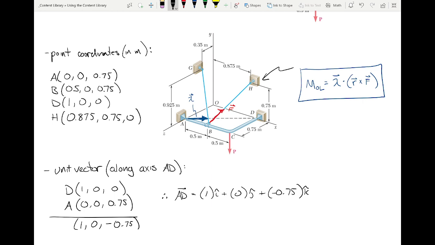Now that I've got the position vector, which, by the way, is in meters, I now need the magnitude. Why do I need the magnitude of AD? In order to determine a unit vector, how do you determine a unit vector? What is the general formula? You take a vector and divide it by its own magnitude, right? Make sense? So how do we determine the magnitude of a vector? Pythagorean theorem. So what do we got? All right. What is that? 1.25. And that's 1.25 meters. Okay?